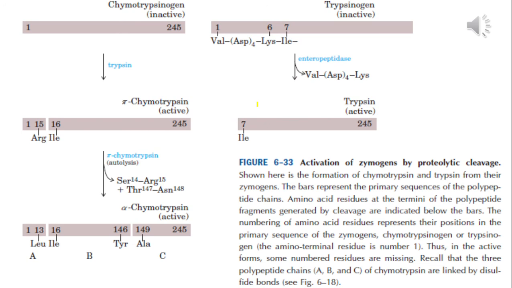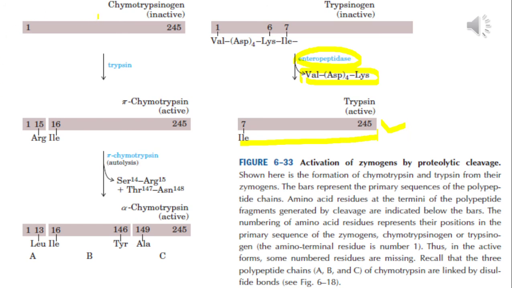Here is shown how the zymogens are activated. Two examples are there, trypsinogen and chymotrypsinogen. You come to trypsinogen. Trypsinogen consists of 245 amino acids. It is activated into trypsin by enteropeptidase. How is it activated? The first six amino acids are removed. Which are they? First one is valine, then four residues of aspartic acid and a residue of lysine. Six amino acids are removed. It is clearly seen in the diagram. And in the functional trypsin molecule, the seventh isoleucine onwards up to the 245th amino acid, they are present.